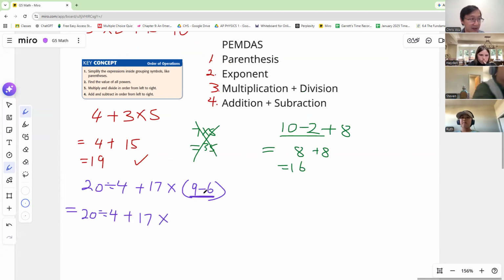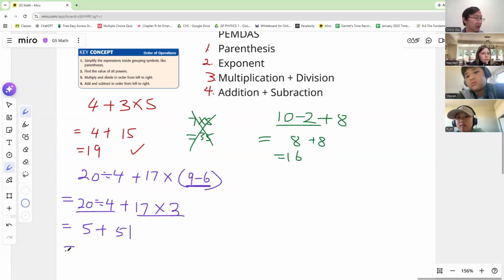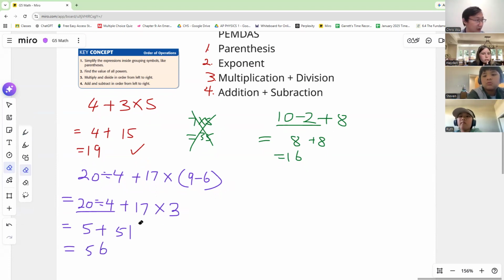So in the parentheses, that's 9 minus 6, which is 3. Okay, so that part is done. I've dealt with the parentheses. Next, I'm going to deal with exponents. Do I have any exponents? No, so don't worry about that. Now, do I have any multiplication or division? I do. So I need to worry about these two, right? These are multiplication and division. So do them and don't do the addition. So I'm going to do 5 plus that multiplied together, which is 51. And finally, I only have addition and subtraction left. I get 56 at the end. Right? So that's the correct order of doing this.